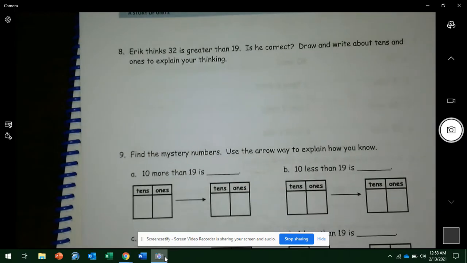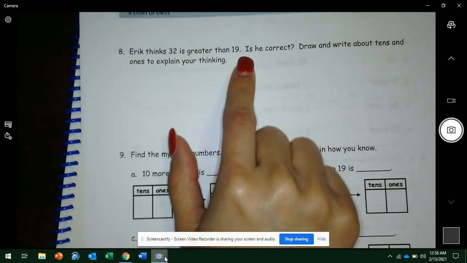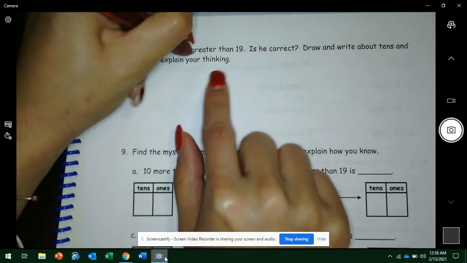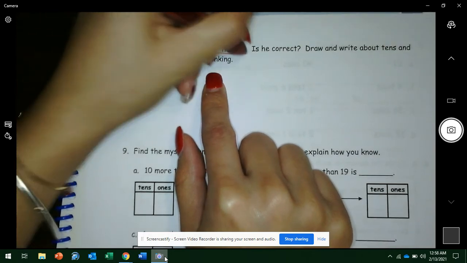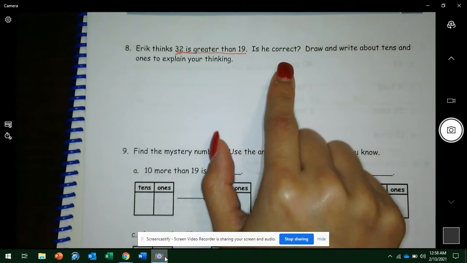Number 8. Eric thinks 32 is greater than 19. So here, Eric is telling us 32 is greater than 19. Is he correct? Get ready.